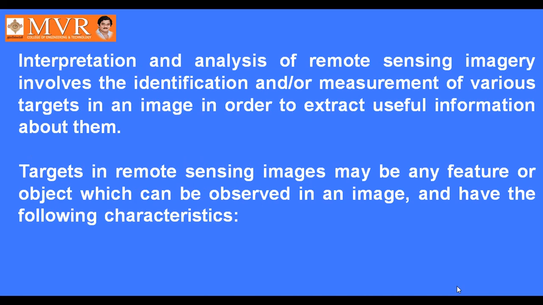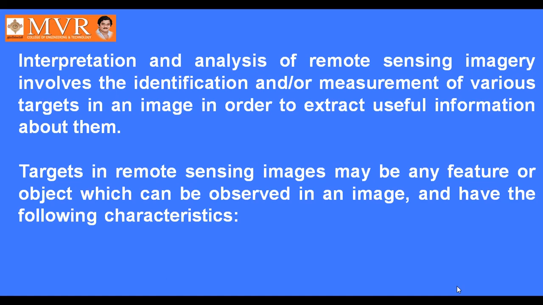Interpretation and analysis of remote sensing imagery involve the identification or measurement of various targets in an image in order to extract useful information about them. What is interpretation? Interpretation is nothing but examining and identifying the features on the image by using your human eye. First we should identify the features on the image. Then, after identifying a feature, you can measure that feature by using various techniques.